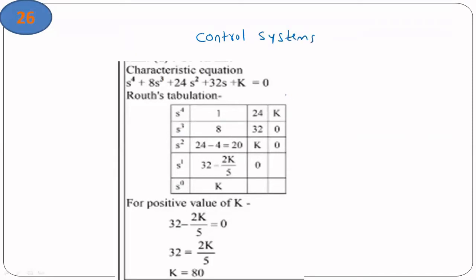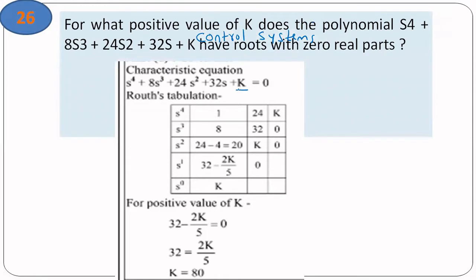There is a characteristic equation given: s to the power 4 plus 8s cubed plus 24s squared plus 32s plus k is equal to 0. And we have to calculate what is the value of k. For what positive value of k does the polynomial given over here have roots with 0 real parts? Options are 10, 20, 40 or 80.